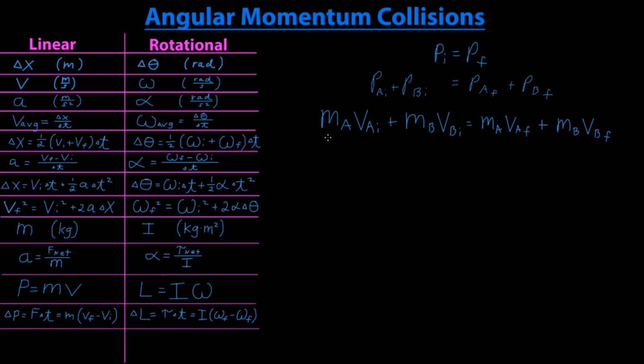I break that down again, and you have mass times velocity initial for each object and mass times velocity final for each object. So this boils down to total initial momentum and total final momentum. And at that point, you're just looking for the missing variable.